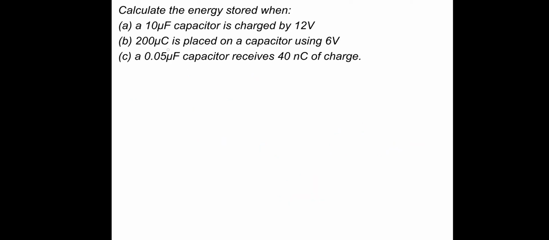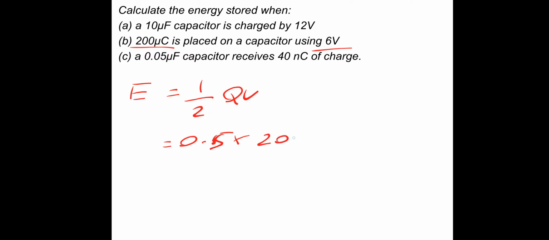So this one we've got charge and voltage. So energy is a half QV. So we've got 0.5 times Q, which is 200 times 10 to the minus 6, times 6 volts. So the energy there is 600 microjoules.